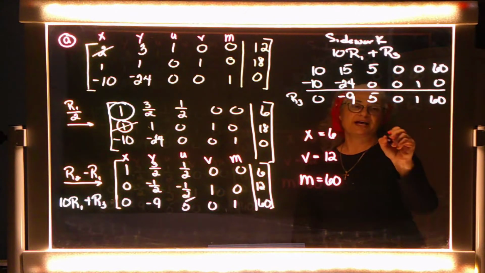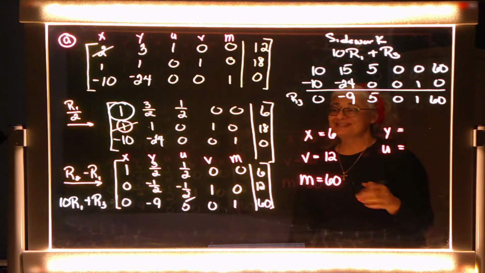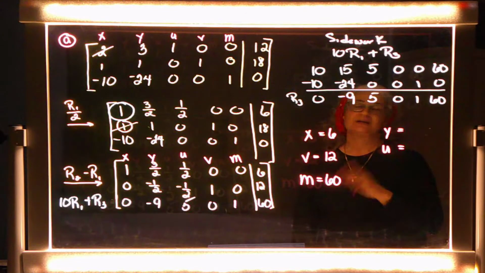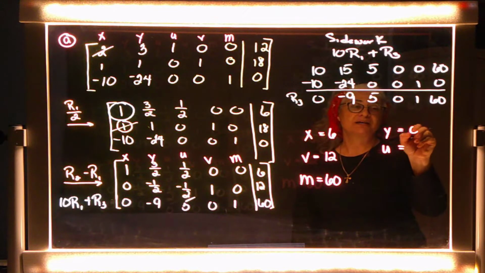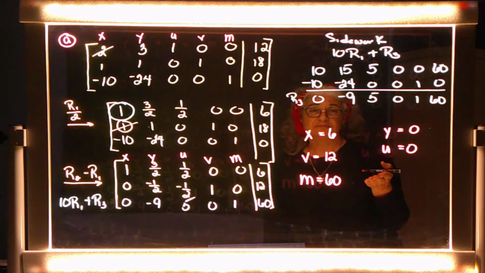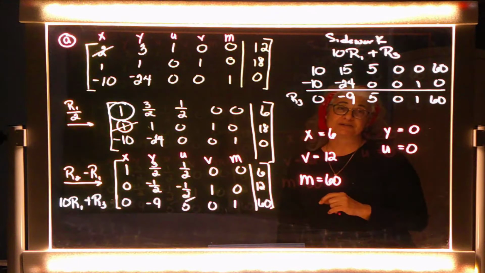And you're like, well, wait, what happens to the Y and the U? Did the Y and the U have 1s and 0s only in those columns? No, they didn't. Therefore, the Y is equal to 0 and the U is also equal to 0. Cool? Okay. Well, there's a part B, so stay tuned for part B.